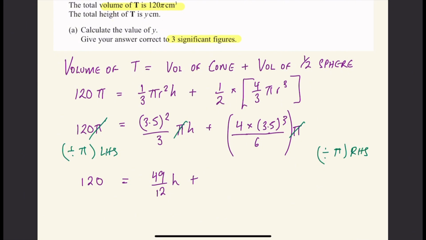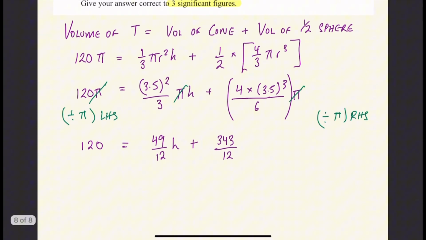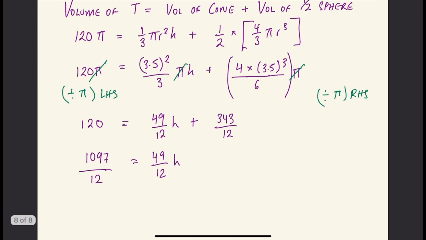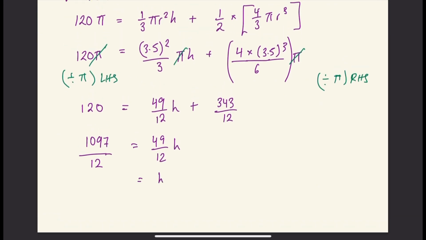Now 4 times 3.5 cubed all over 6. That becomes 343 over 12. Alright, so we take away 343 over 12 from both sides to try and find out h. So that's 120 minus 343 over 12. That's equal to 1097 over 12. And then to find h, that's equal to 49 over 12 h. So h is equal to 1097 over 12 times 12 over 49. Okay.